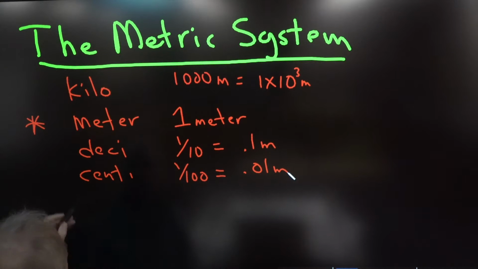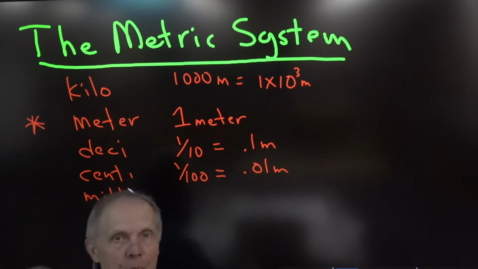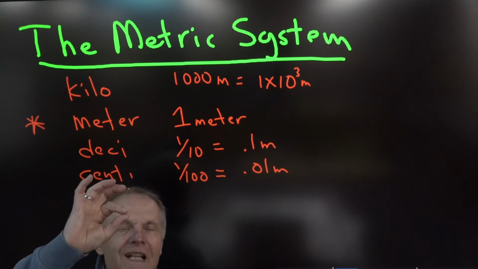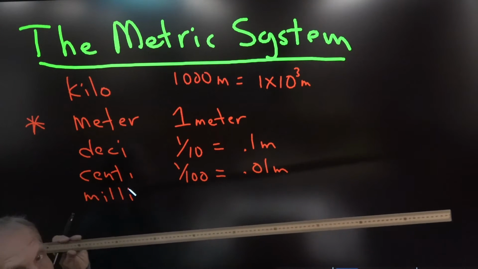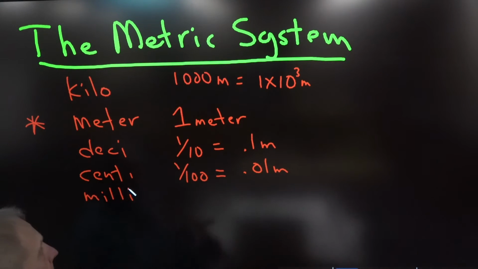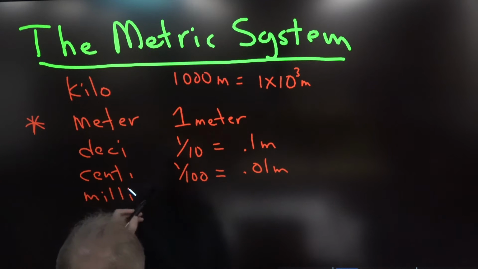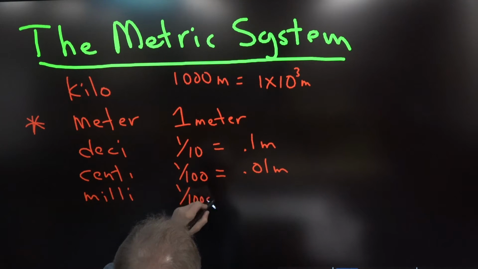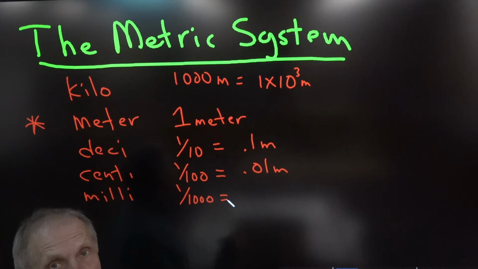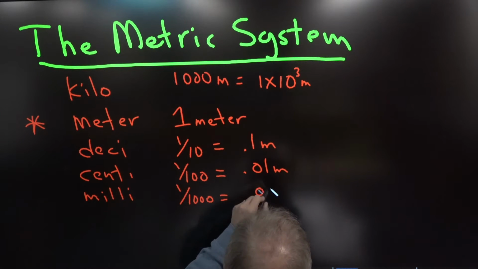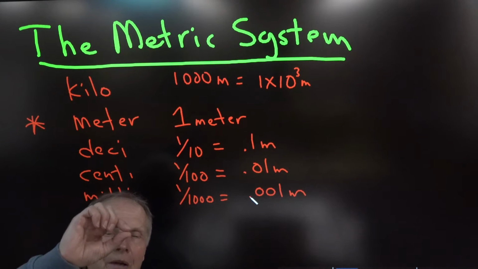Next one down is milli. A milli, if you put your fingers as close together as possible without touching, that's a millimeter. And there's 1,000 millimeters in 1 meter. Or how much of a meter is a millimeter? Look, 1/1,000th. 1/1,000th of a meter, that would be a millimeter, and that would be 0.001 meters. Okay, so that's a millimeter, as close as your fingers can get without touching.